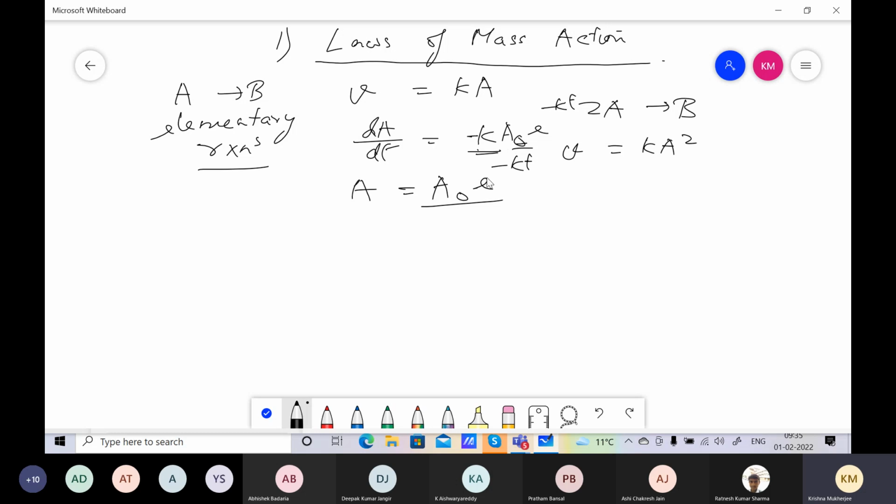And let us be very simple. Let us say that if it is indeed true that NA A plus NB B and so on plus NC C is an elementary reaction going to some product or set of products.